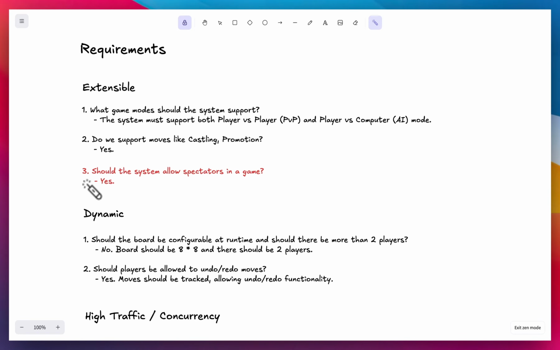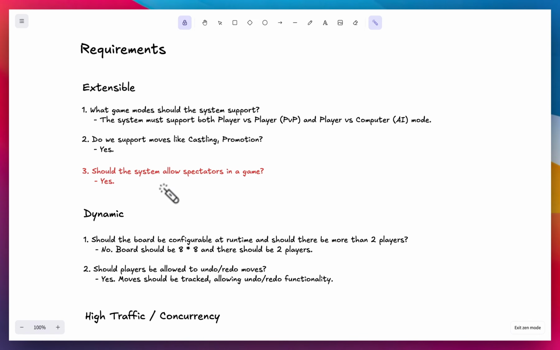Right. Now let's say this is the third point which the interviewer himself asks you to add into your requirements. And this point is, should the system allow spectators in a game? Yes, the system should allow the spectators as well. That is, if you play a particular move, that move should also be seen by all the spectators. All the spectators should get the notification about that.